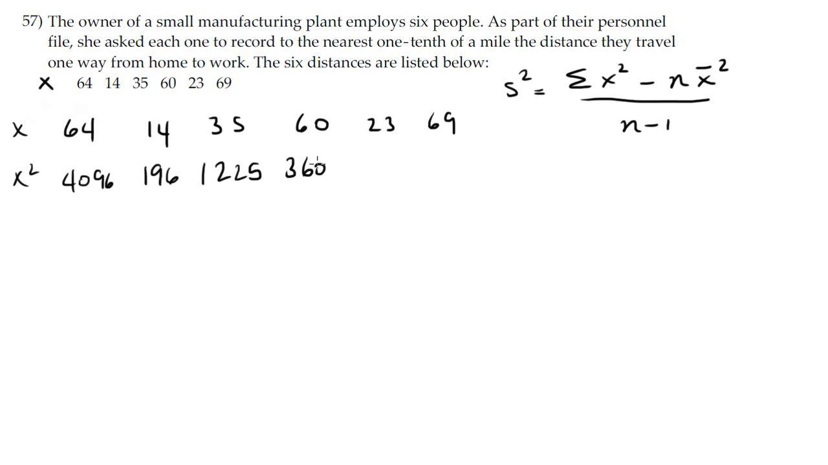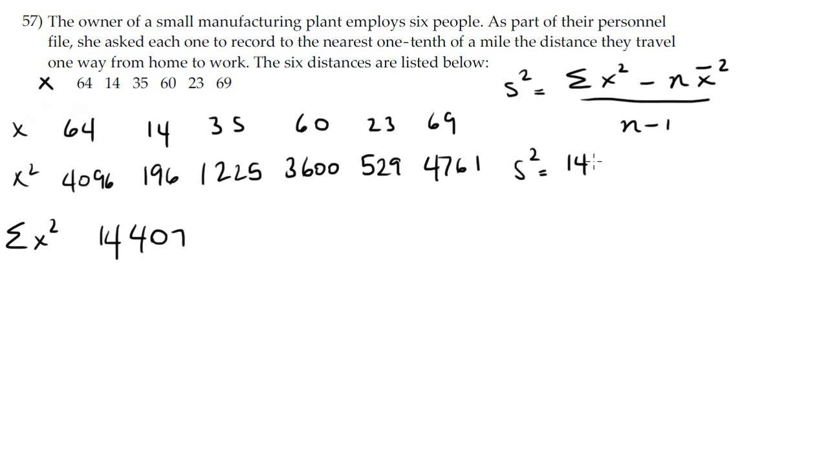This is 3600. 529. And the sum of the x squareds, when we add all of these up, 4096 plus 196 plus 1225 plus 3600 plus 529 plus 4761 is 14,407. That's the sum of the x squareds.